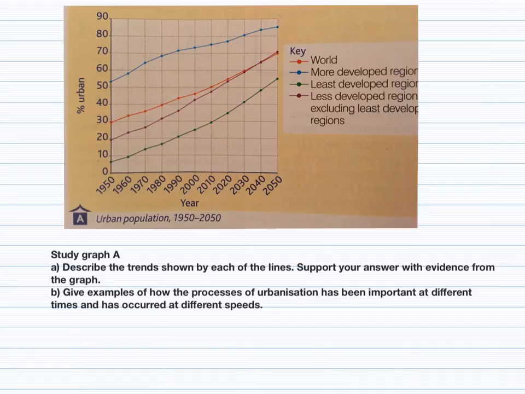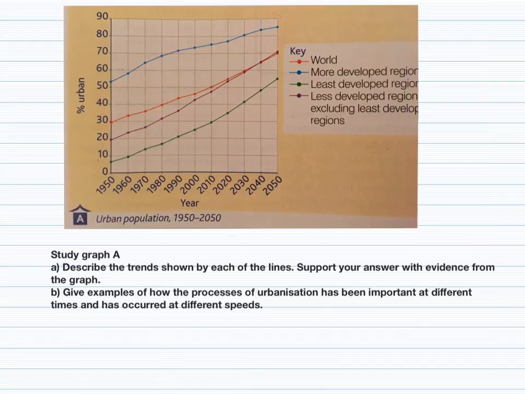Alright, I'm going to talk you through this image here. You have this on the worksheets in front of you as well. So it's basically a recap from what we looked at last lesson. It says study graph A, which is the one in the picture. And the first question says, describe the trends shown by each of the lines. Support your answer with evidence from the graph.